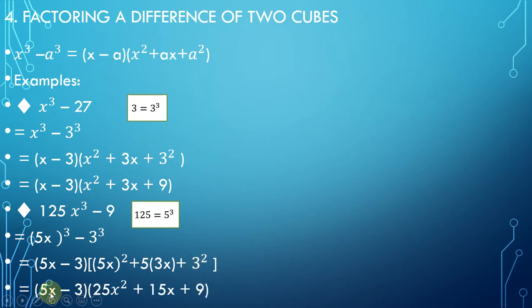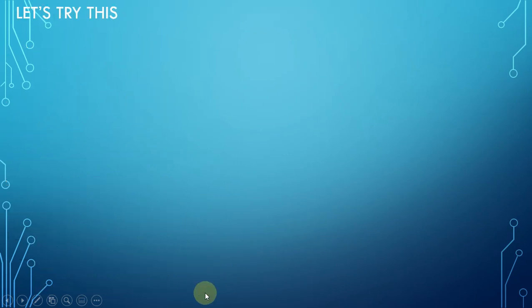So simplify. 5x minus 3 times 25x squared, because 5x squared is equal to 25x squared. Then 5 times 3, which is 15x, plus 3 squared, which is equal to 9. Let's try this.